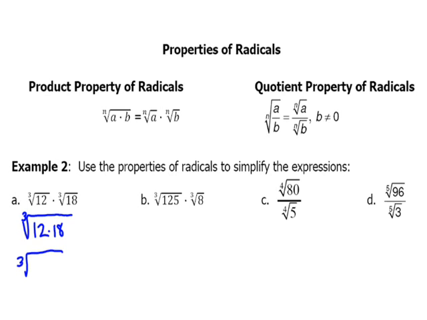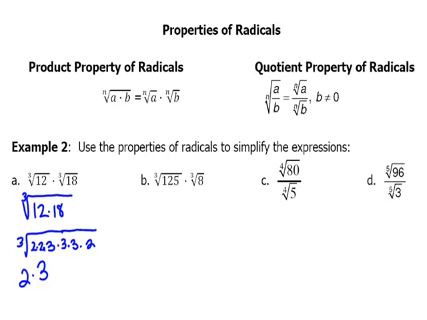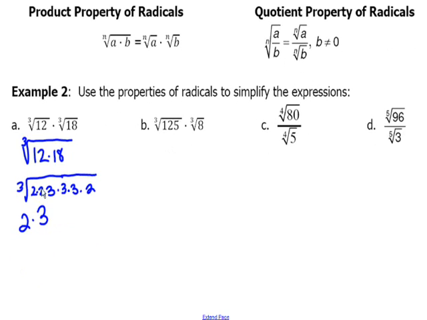So we know that 12 is 4 times 3, which is 2 times 2 times 3. And then I know that 18 is 9 times 2, which is 3 times 3 times 2. So if you look at this, I have 1, 2, 3 2's, so I can bring a 2 out. I have 1, 2, 3 3's, so I can bring a 3 out. And remember, these are all factors, so I'm going to multiply. When I bring anything out, I'm going to multiply. And that means there's nothing left under the radical, so my final answer is 6.